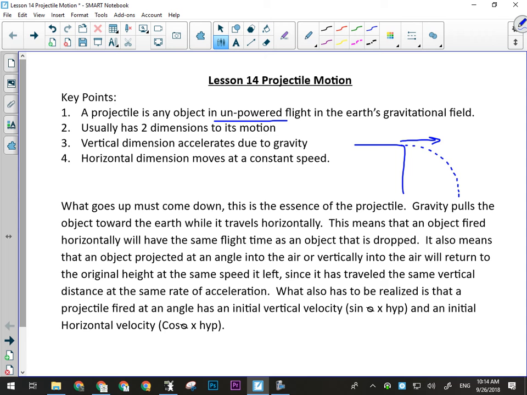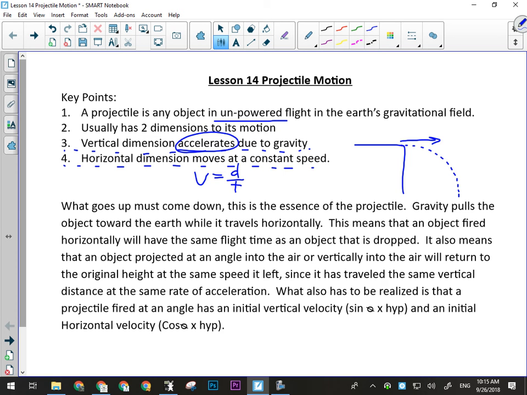So the vertical dimension of any projectile motion is acceleration due to gravity. Meanwhile, the horizontal dimension is moving at a constant speed. So for the horizontal part, we're V equals D over T. The horizontal component of projectile motion is constant velocity. The vertical component of projectile motion is accelerated motion. So that could be any one of our acceleration formulas that we've gone over. So projectile motion is going to work vector components and acceleration into one problem. So we've got to be able to do both.